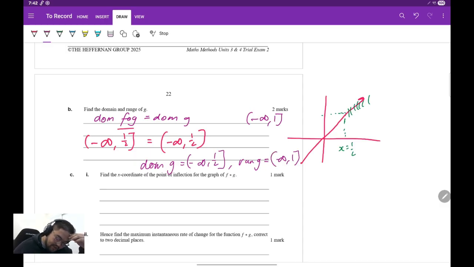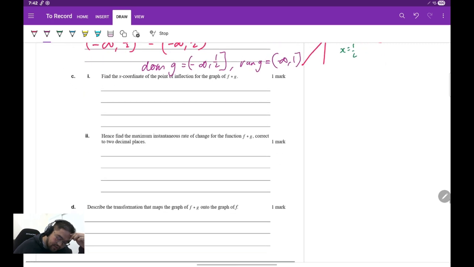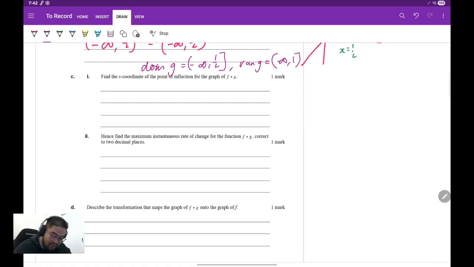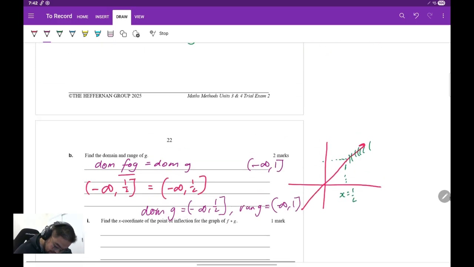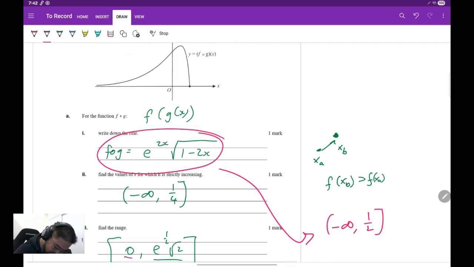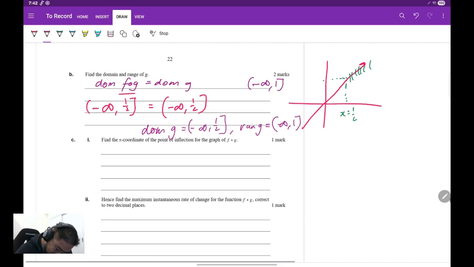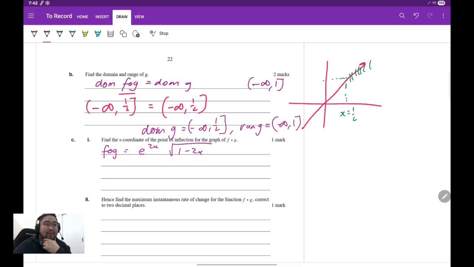All right, next question says, find the x-coordinate of the point of inflection for the graph of fog. All right, so the point of inflection will be a stationary point. Let's have a look. So let's write this down. So fog is equal to e to the 2x, square root of 1 minus 2x. Point of inflection will be when the stationary point equals 0. So let's calculate that.